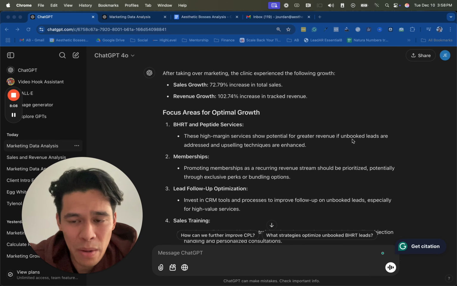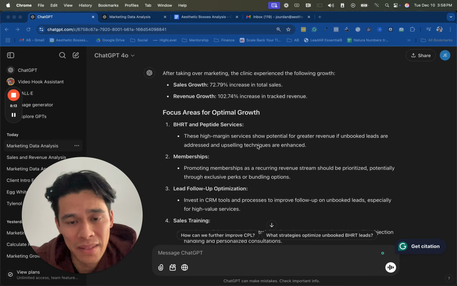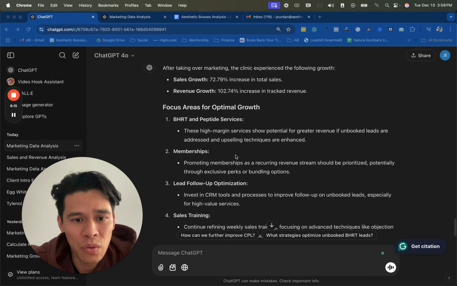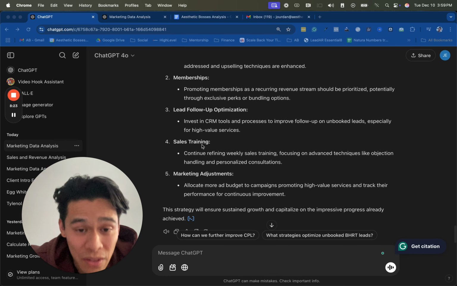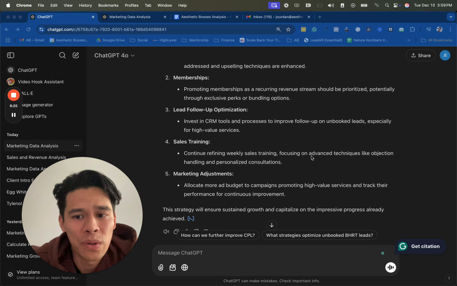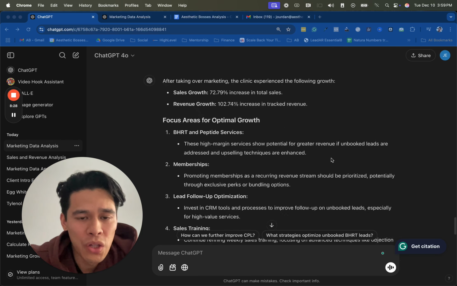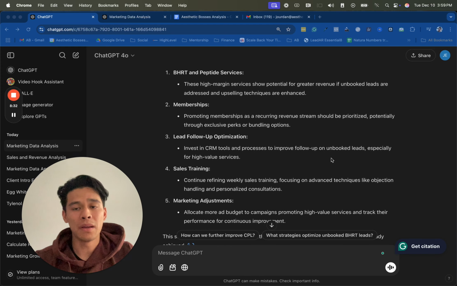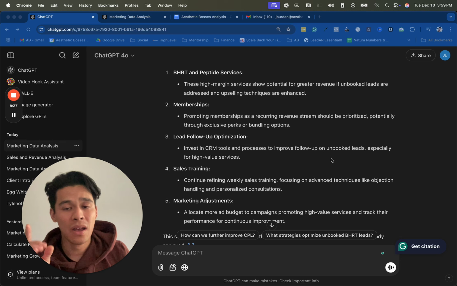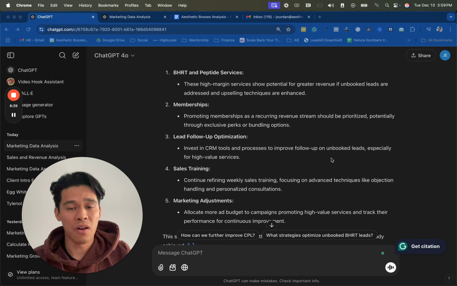greater revenue if unbooked leads are addressed and upselling techniques are enhanced. We can see 15 to 20% growth. Memberships, promoting memberships as a recurring revenue stream should be prioritized. Let's see here. Sales training, continue refining weekly sales training, focusing on advanced techniques, right? So it just tells you what to focus on based on the wins, based on the regression analysis initially, to see what efforts are correlated with revenue growth.